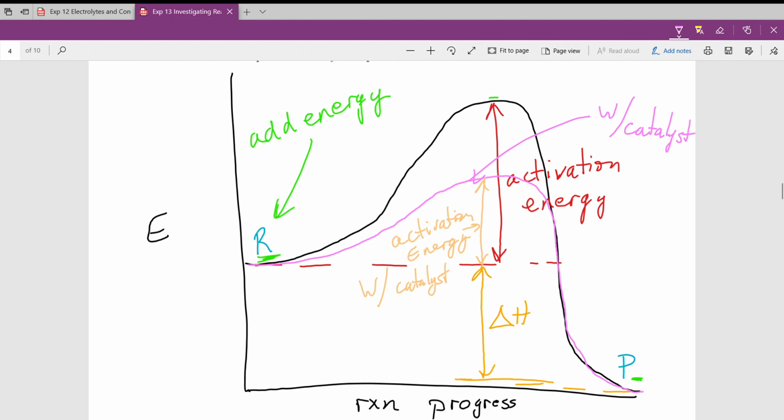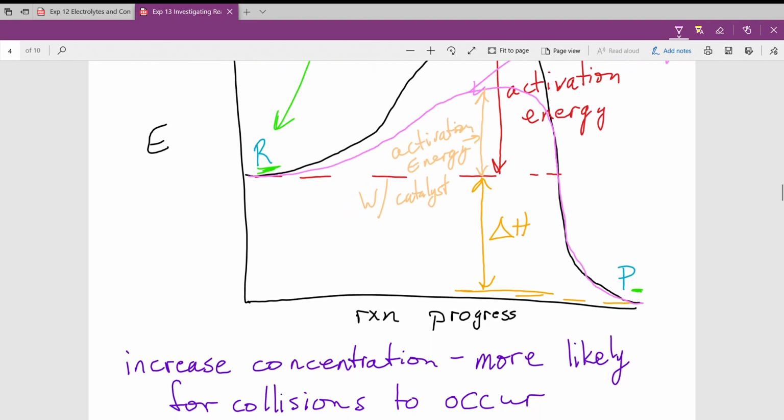And if we lower the activation energy, well, then there's just more molecules that already have enough energy to overcome them. Okay? So let's talk about the actual collection of data.